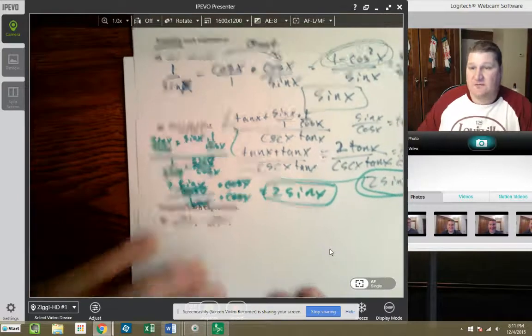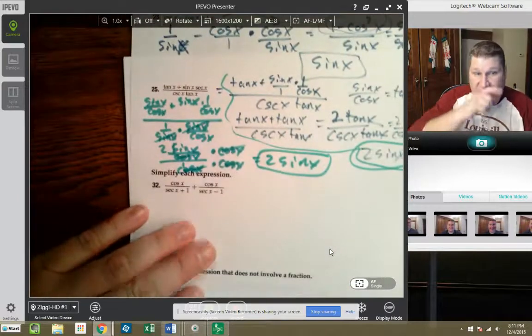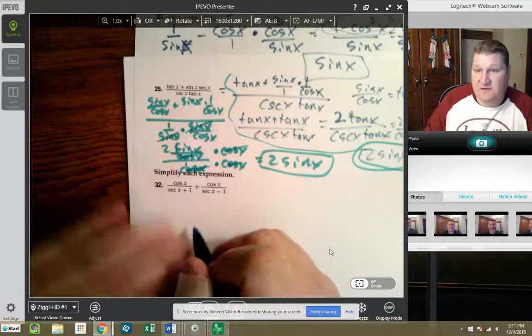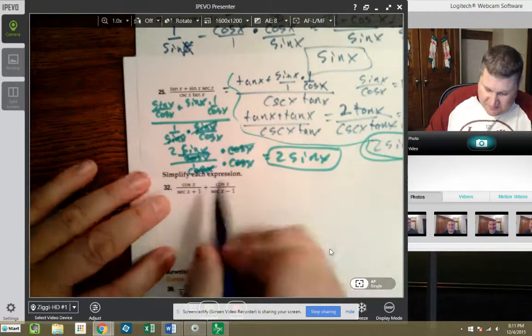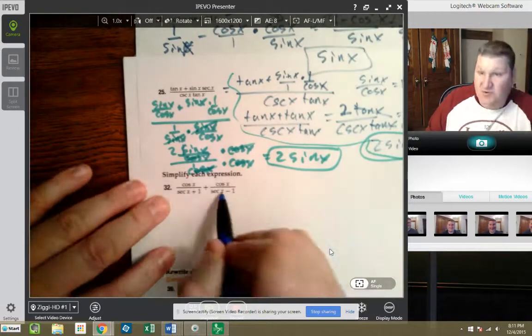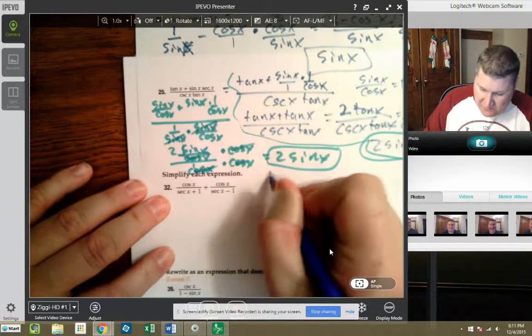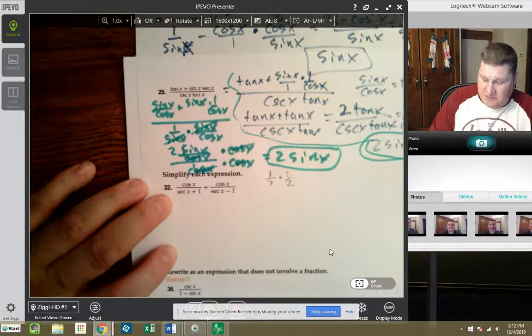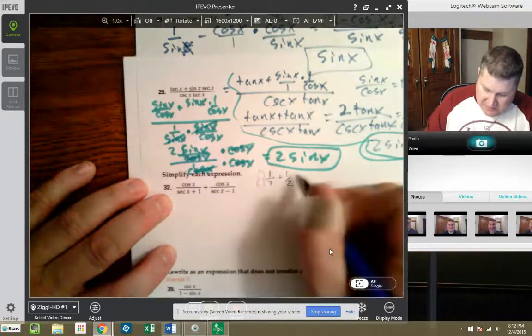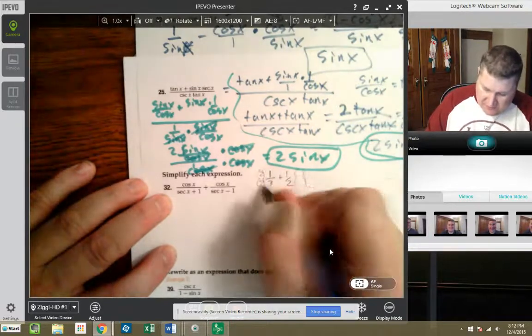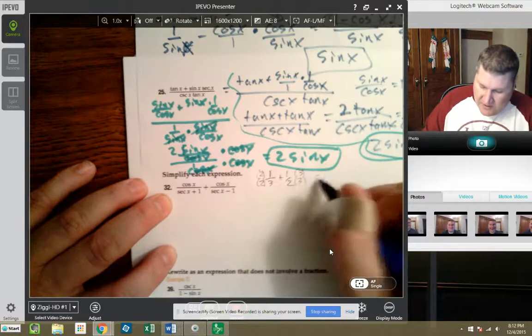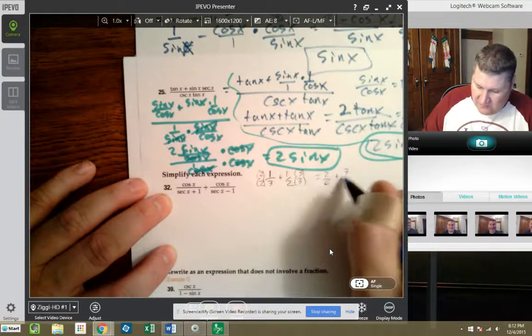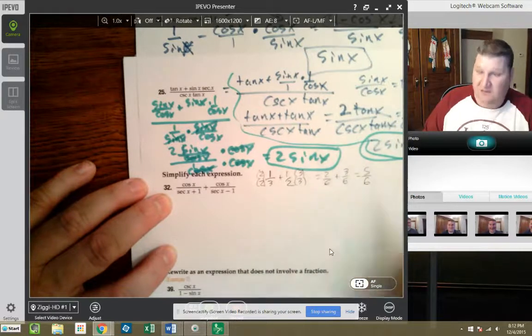Let's come down and take a look at number 32. Number 32 says simplify each expression. Now, in this case, I have two fractions. Well, if I have 1/3 plus 1/2, the way I would get those together is I would multiply to get a common denominator. In this case, 2 and 2. This case, 3 and 3. I'd have 2/6 plus 3/6, which is 5/6.